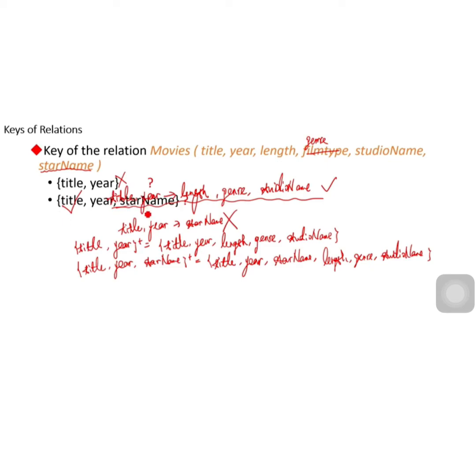Now, can we find the superkeys? We already know title, year, star name is the key and the only key. We cannot find other keys. How about the superkeys? All the supersets of the key are superkeys. For example, title, year, star name is a superset of itself, so it is a key and it is also a superkey.